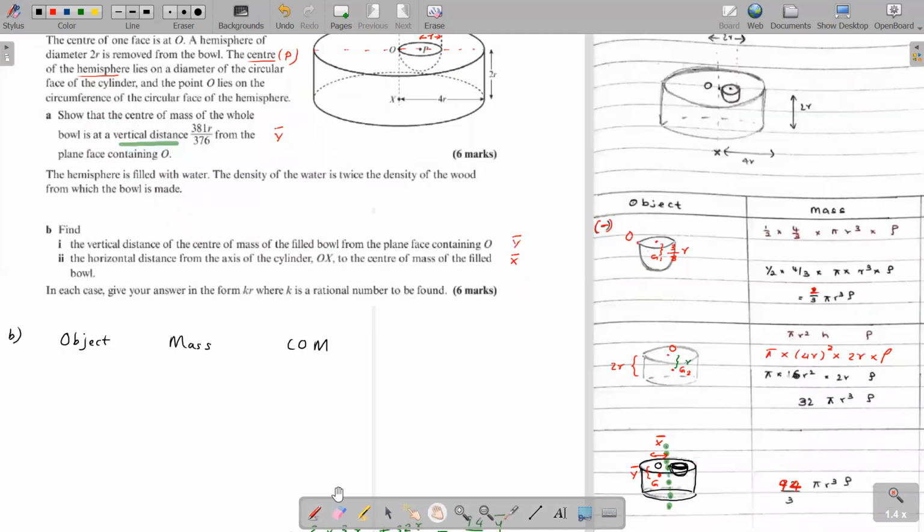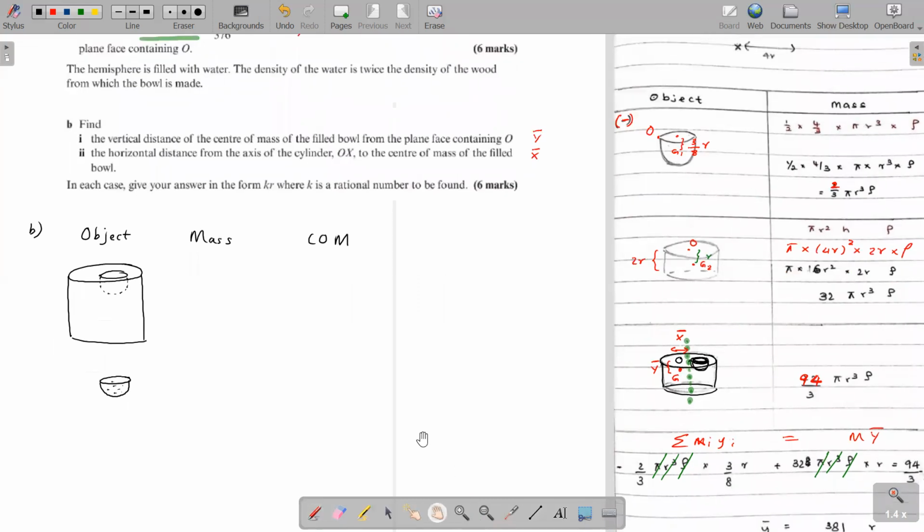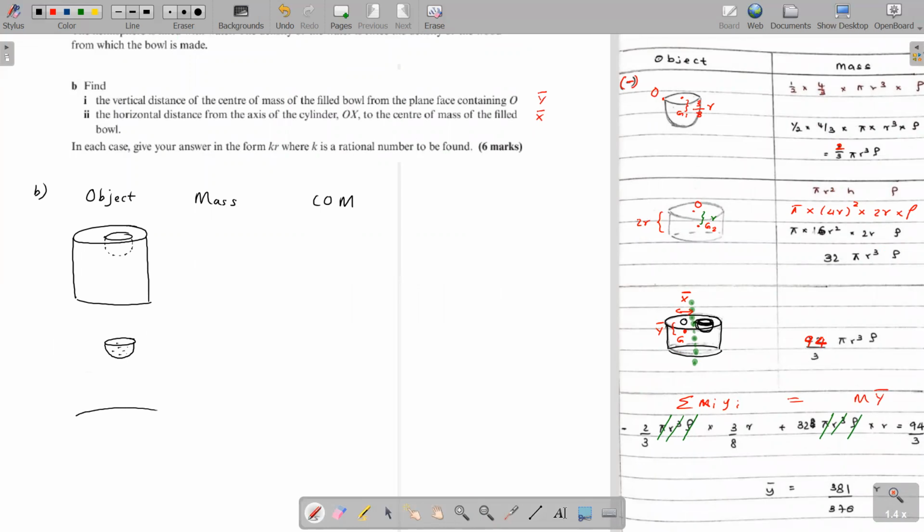Now, since you know the center of mass of the previous, actually we need the y and x bar also. So your first object, first draw this, is going to be the one where you remove the hemisphere. Okay, this is your first object. Then the second object, guys, is going to be the bowl that you fill with water. And then the third object is going to be the complete one where you have everything together. All right, guys, are you with me? And you need both the X bar and the Y bar.